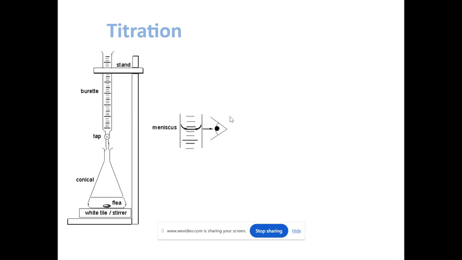Okay, and then there's a little reminder here on how to read the volume. There will be a meniscus, which is the curved interface between the liquid and the atmosphere, and you always want to read the bottom of the meniscus. So you want to put your eyeball at the level of the meniscus, so that's where you read. You don't want to read the top of the meniscus. You want to read the bottom.